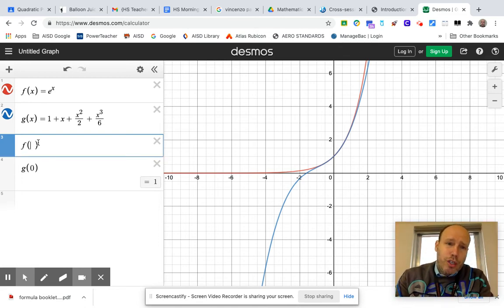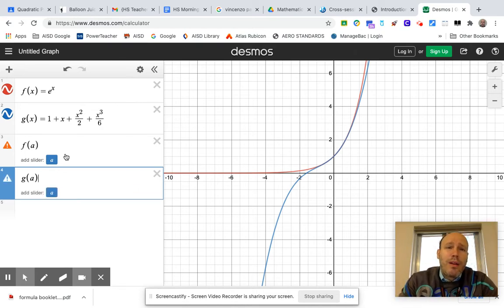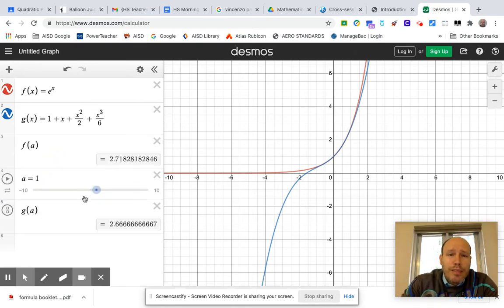So for example, let's change this to a, put a slider in there, a, and then when we start sliding, we can see that the numbers are really close, and the idea is, what is the range where they are really close to each other? So it's like 0.3. So around 0, here we go. At 0, they're exactly the same, perfectly. And as we move away from 0, it's still kind of the same.